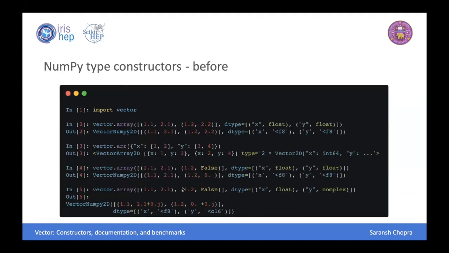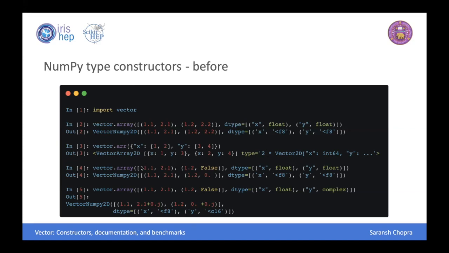Moving on to NumPy type constructors. As I discussed, vector right now has 3 backends, which are object type, NumPy type, and awkward type, and I worked on all of them. Before the fellowship period, you could have constructed NumPy type vector using vector.array with a small a. And as per documentation, you could have also constructed NumPy type vectors using vector.arr with a small a, but surprisingly, it constructed awkward type vectors. So that was a bug inside vector.